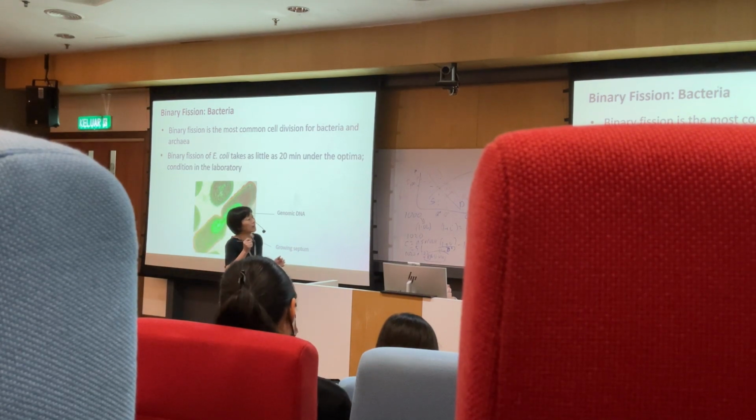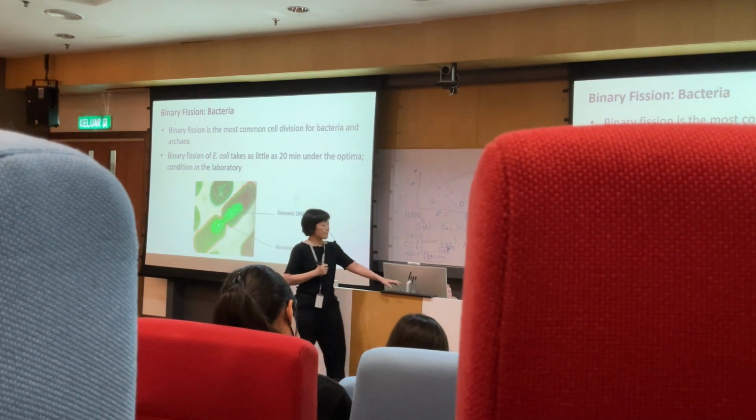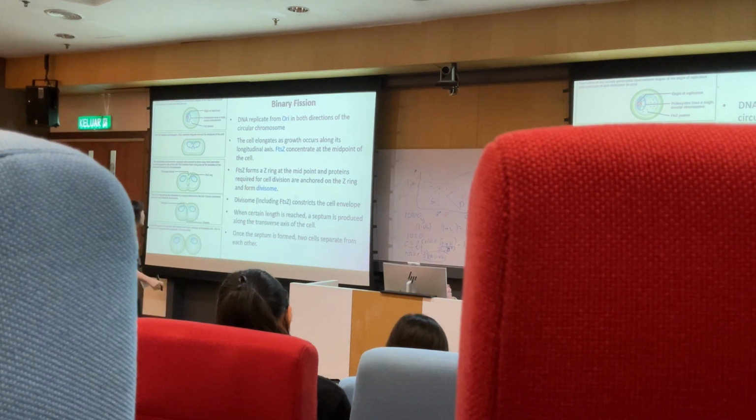And this diagram, I think this is an electron micrograph. It's just been colored, and you can see the DNA also separating, and the 2 daughter cells also separating from each other. Okay, now, as for binary fission, this is the process.